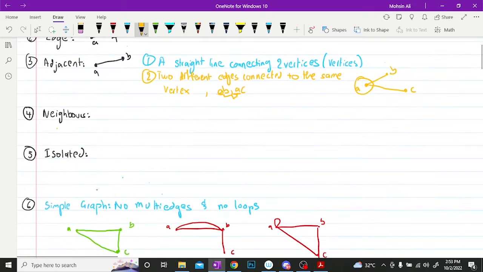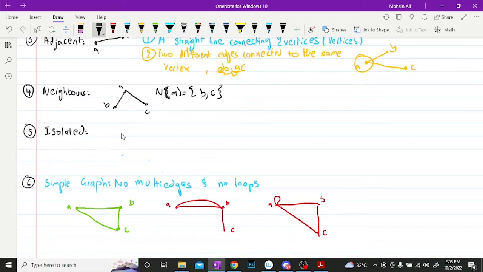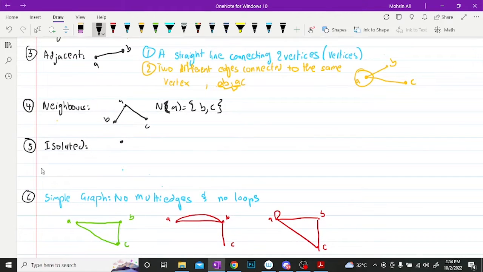Now we're going to talk about what neighbors are. If we have a graph something like this, we would say that the neighbors of A are defined as B and C. So that's just neighbors.